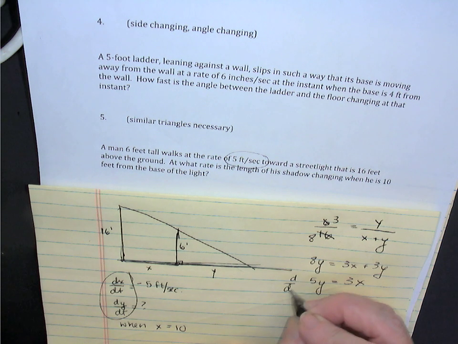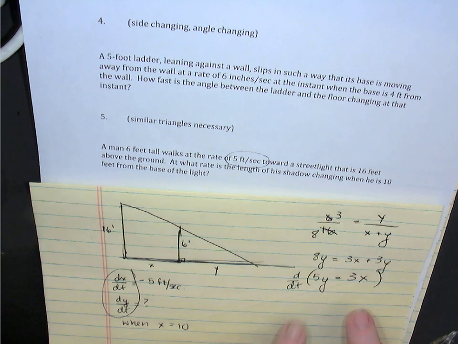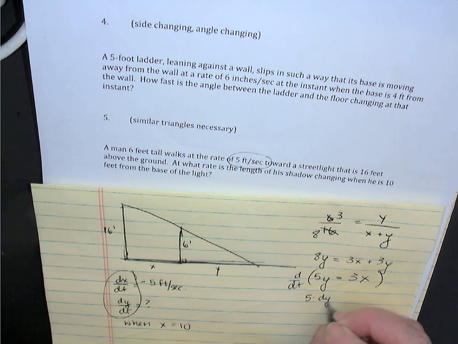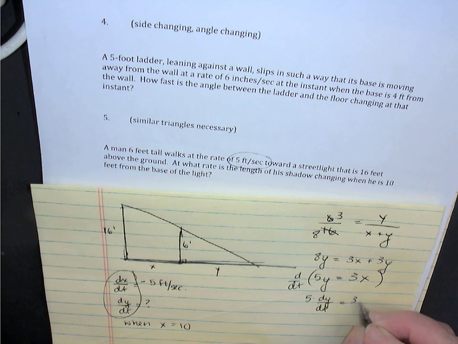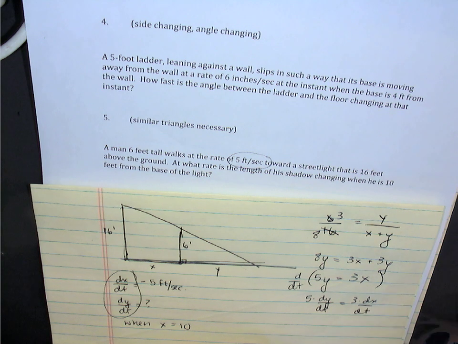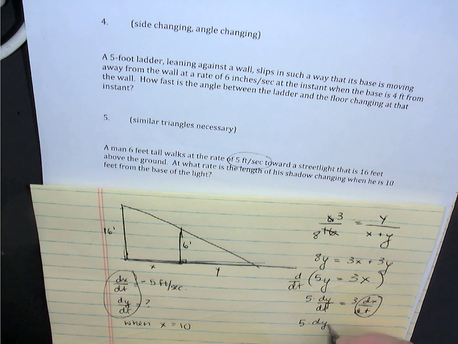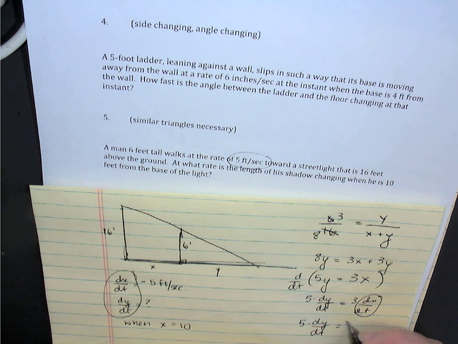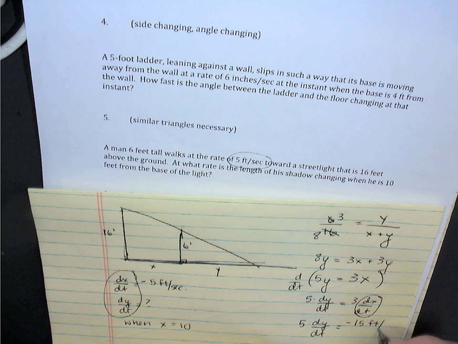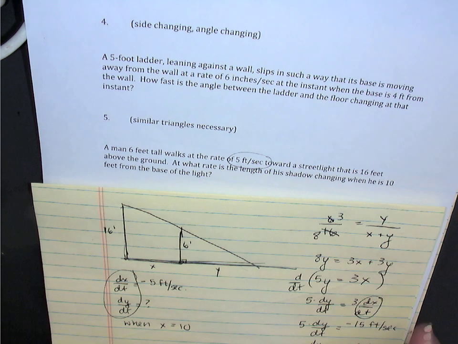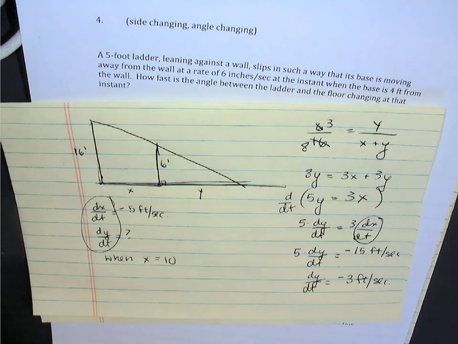Now let's introduce rates of change. If this is the relationship between x and y, then it's also going to be true that 5 times dy/dt is 3 times dx/dt. And now we can just plug in what we know. We know dx/dt is negative 5. In fact, that's going to be negative 15 feet per second. And if I divide both sides by 5, dy/dt is negative 3 feet per second. So his shadow is getting shorter as he walks towards the light.